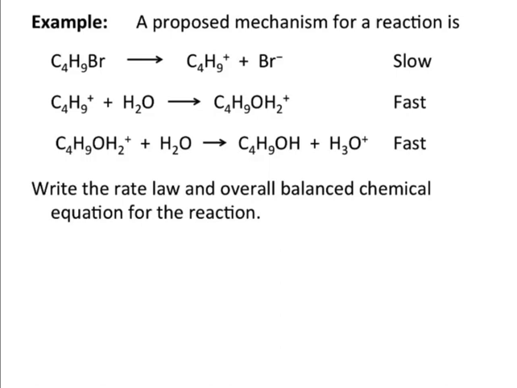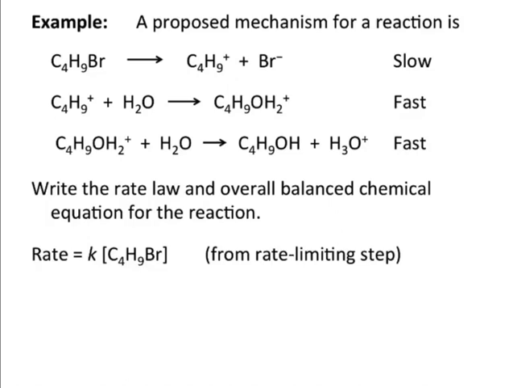All right, so let's put an example here. So a proposed mechanism for a reaction is this. So write the rate law and write the overall balanced chemical equation for the overall reaction. Feel free to pause the video, give it a shot, and then start the video and I'll give you the answer. All right, so the rate law comes from the slow step, right? So if we look at the step that's labeled slow, it has C4H9Br as its only reactant, and so that means the rate of the overall reaction is just dependent on this one reactant.